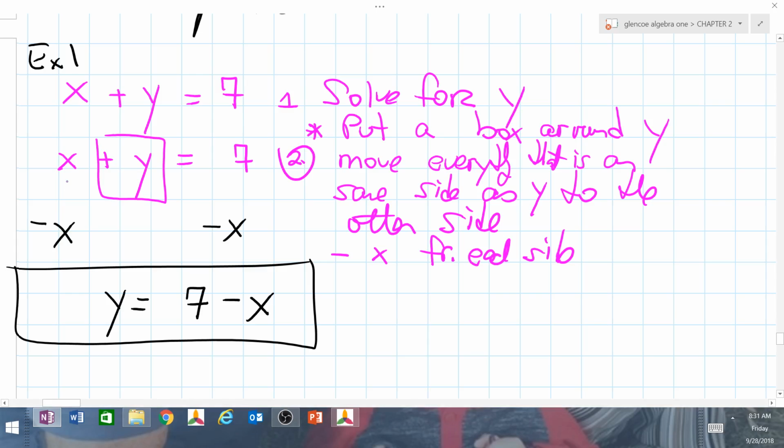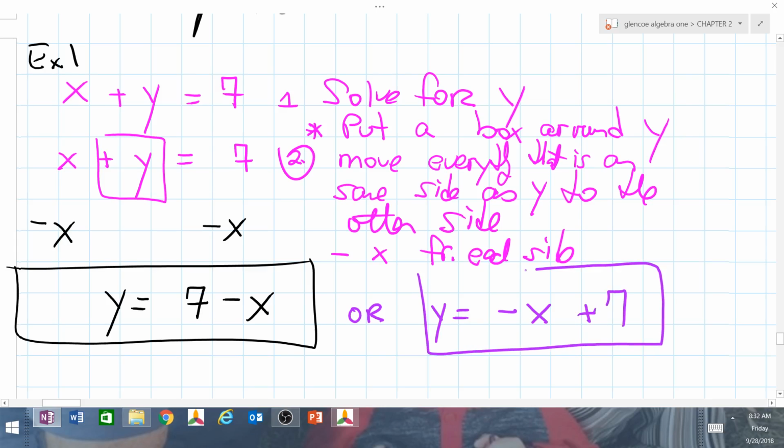So I look at x. There is no minus sign in front of it, which helps me to assume that x is positive. I subtract x from each side, and my new equation is y equals 7 minus x, or y equals negative x plus 7. Both forms of this are totally and completely correct. Does anyone have a question? Okay, very simple, very straightforward.